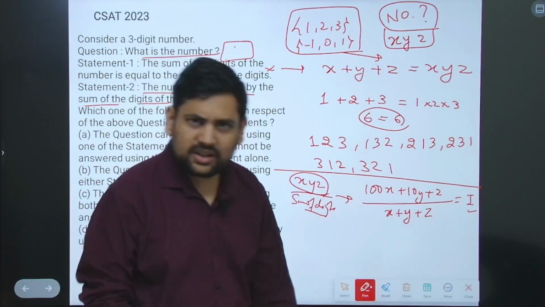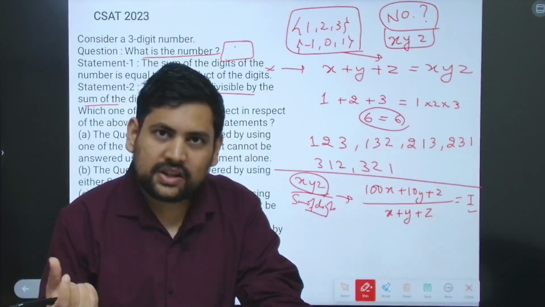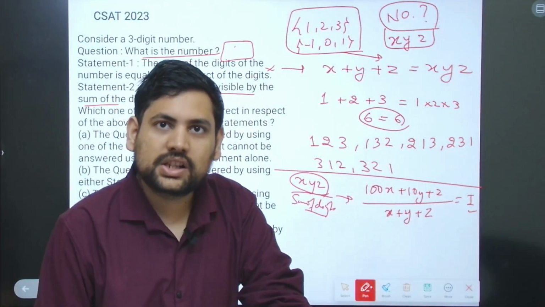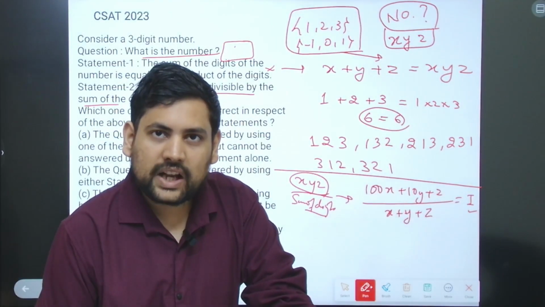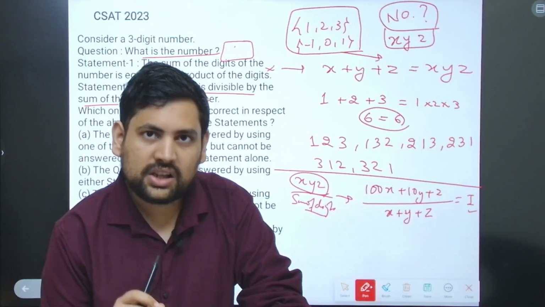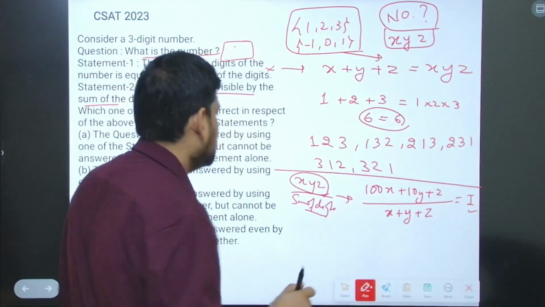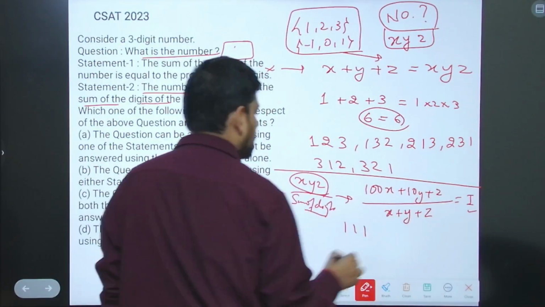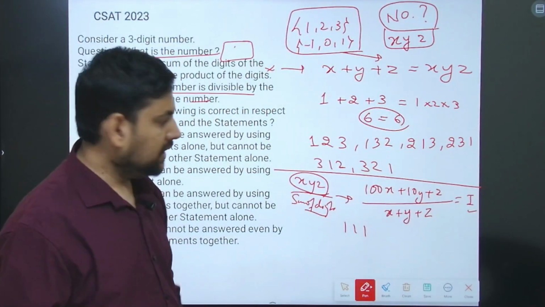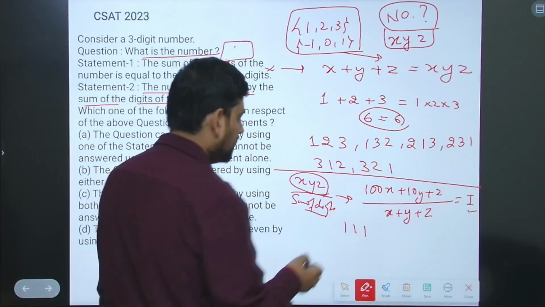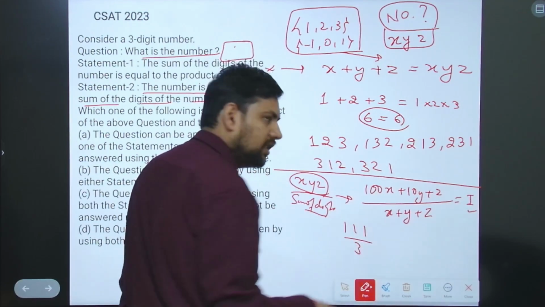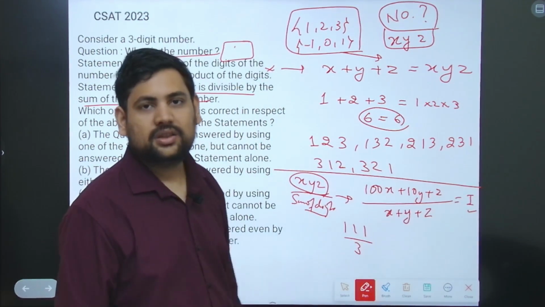Where have you seen this property, that the number is divisible by the sum of its digits? You must have seen this in the divisibility rule of 3. For example, if you take triple one, divided by the sum of digits, what is that? 1 plus 1 plus 1, 3. And of course 3 divides triple 1.